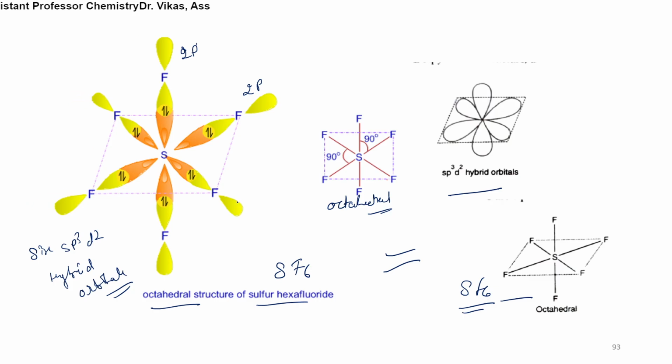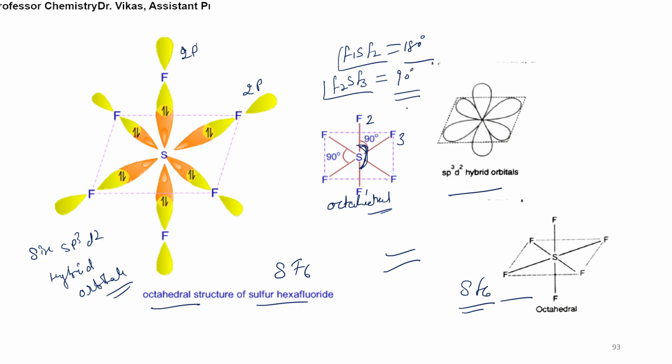Bond angle is 90 degrees, and the bond angle between F1 S F2 is 180 degrees. Okay, and the bond angle F2 S F3 is 90 degrees. Due to sp3d2 hybridization, all of this we can easily understand from that.